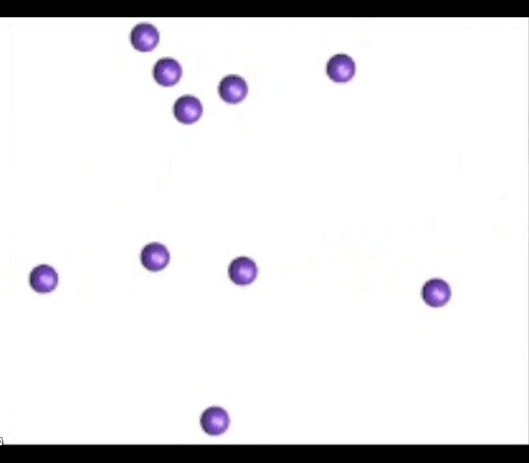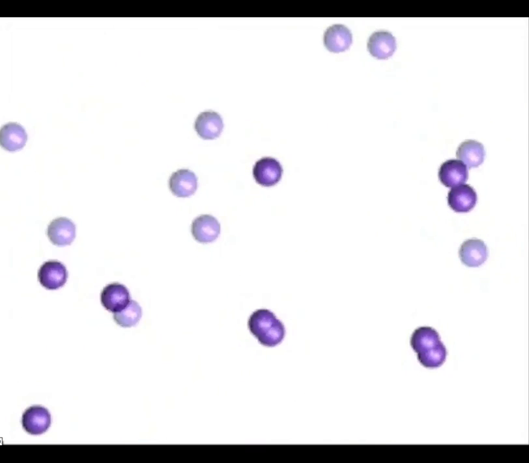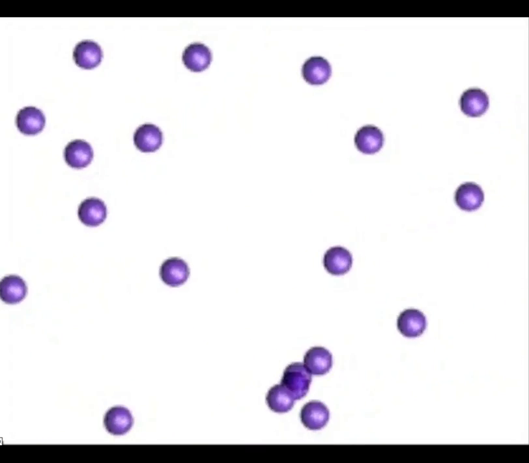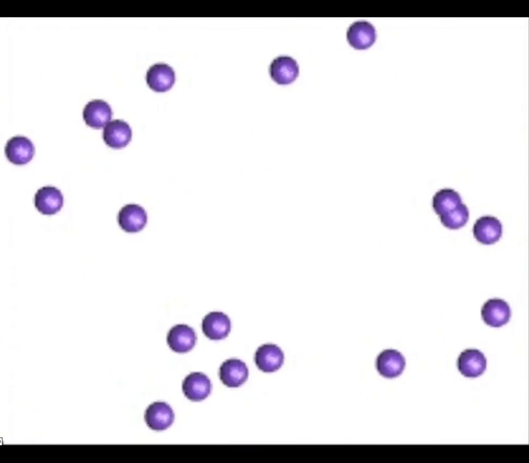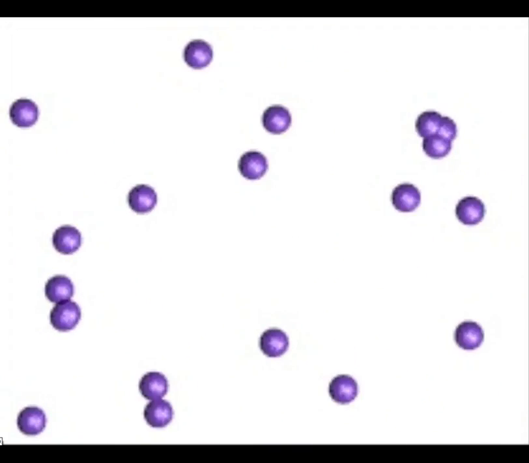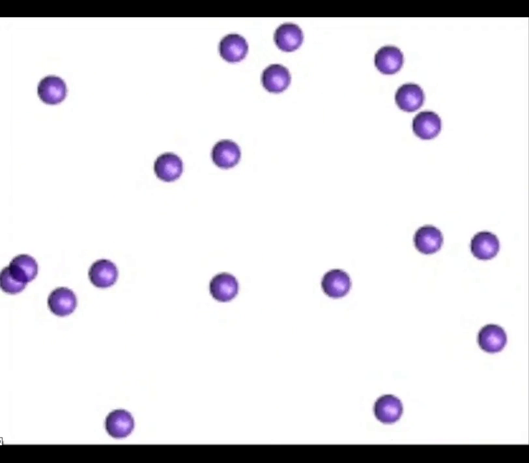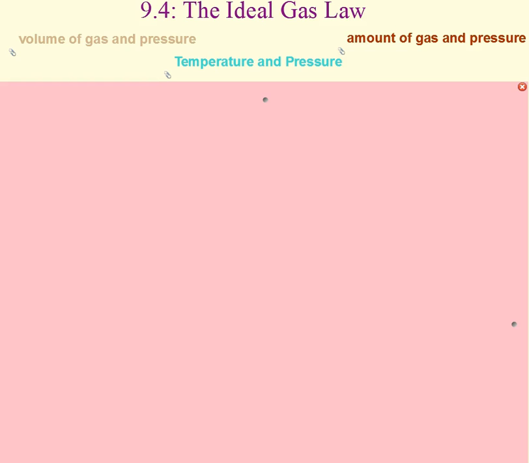If the number of gas molecules in a container is doubled, with no change in the temperature or volume, the number of collisions between gas molecules and the container walls doubles, which translates into a doubling of pressure. All right, well that actually was a demonstration to show that the pressure will increase as the amount of gas increases in a fixed volume.